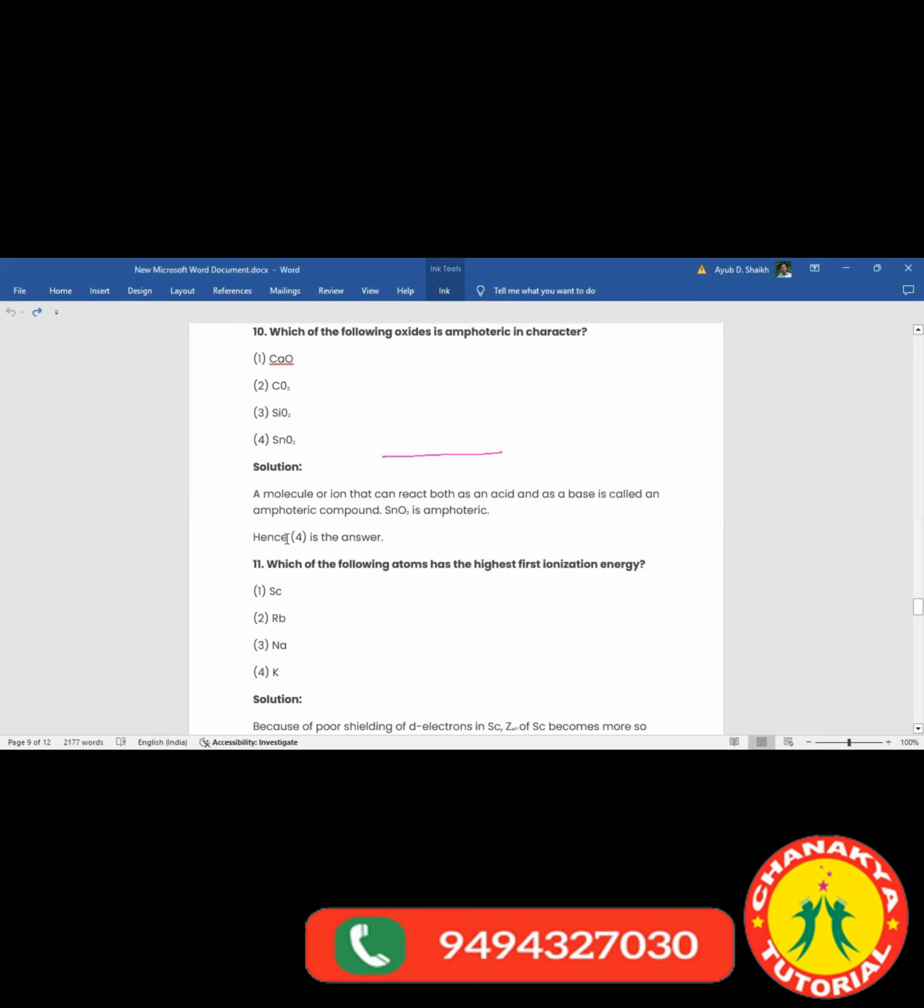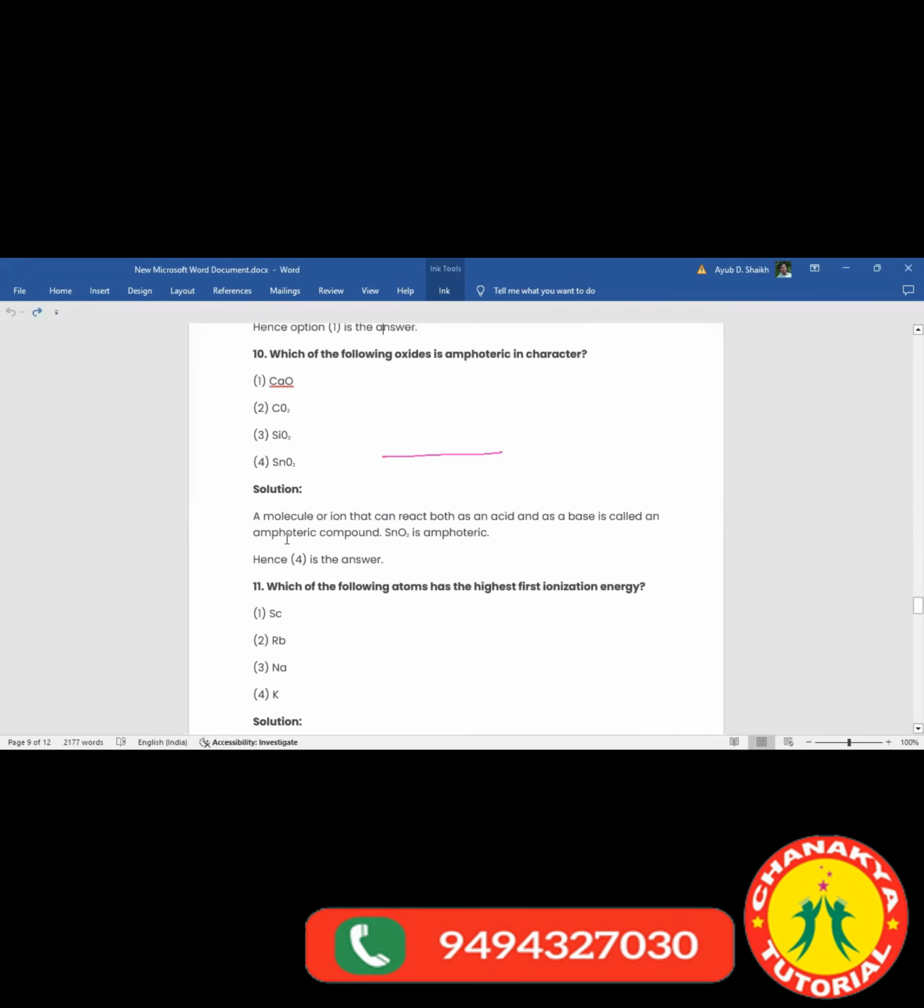Which of the following atoms has the highest first ionization energy? Here: scandium, rubidium, sodium, and potassium. You should be aware of the atomic numbers. Come on, tell me the atomic number and the electronic configuration of each. Scandium atomic number is 21.